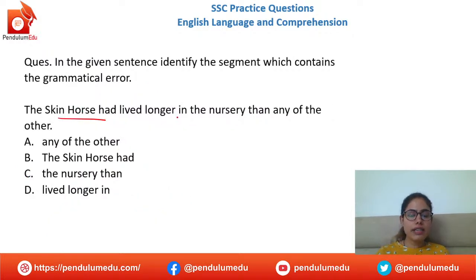The skin horse had lived longer in the nursery than any of the other. Quickly, the skin horse had lived longer in the nursery than any of the other.